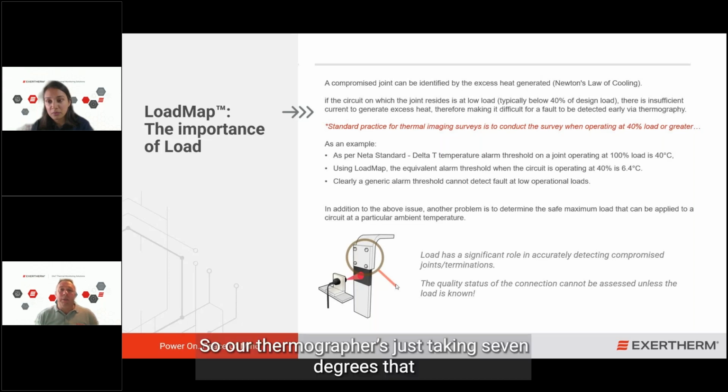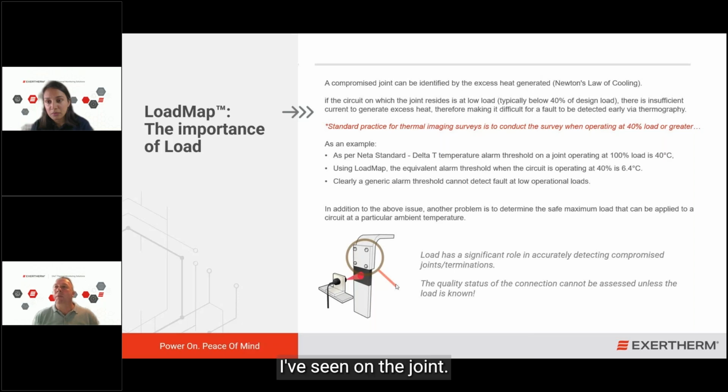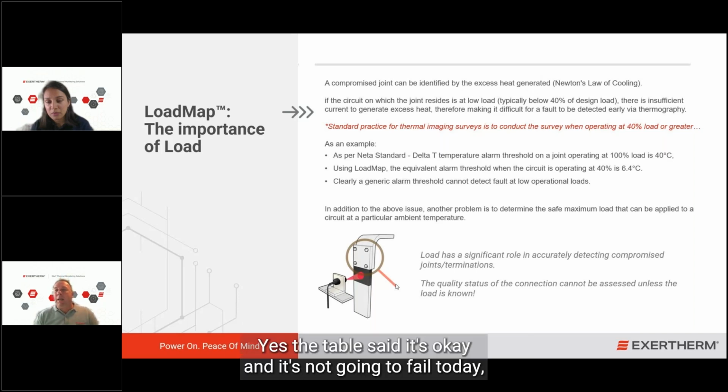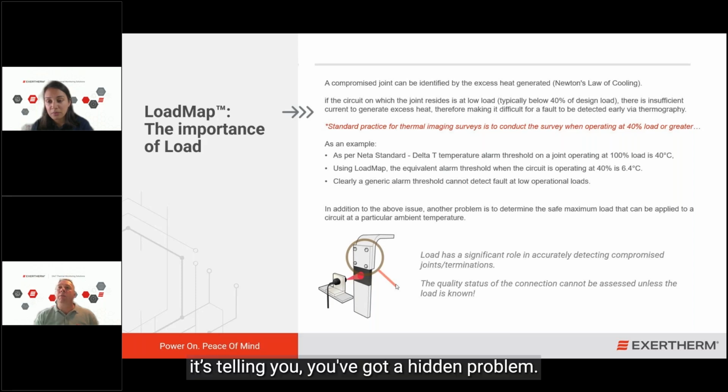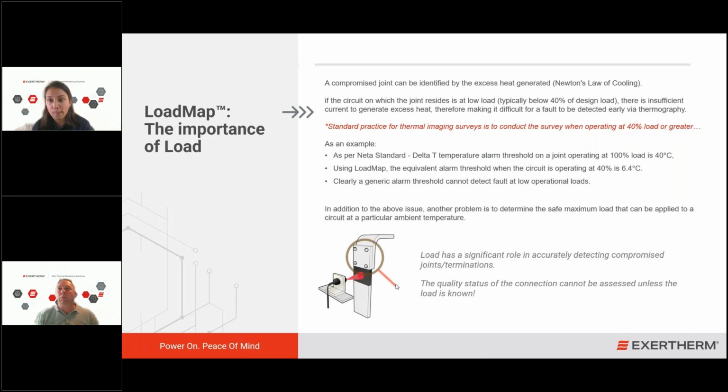So our thermographer just taking the 7 degrees that I've seen on the joint, yes, the table says it's okay, and it's not going to fail today, tomorrow, probably next week, the week after, the month after. But it's telling you you've got a hidden problem. You shouldn't have that temperature on the joint. So this is clearly showing that any generic alarm thresholds are only any use at high load. If you're operating at low loads, you need to adjust those alarm thresholds to suit the load.